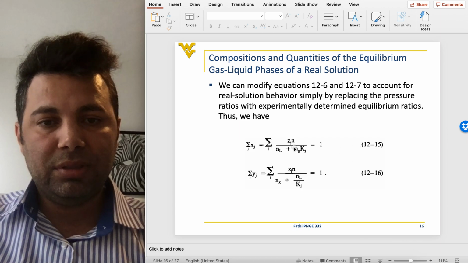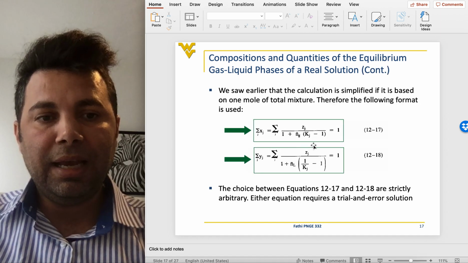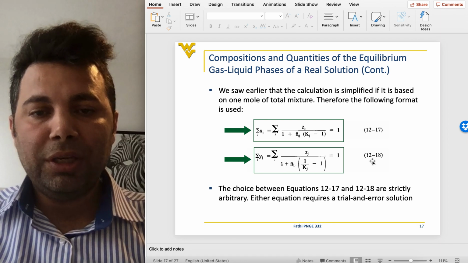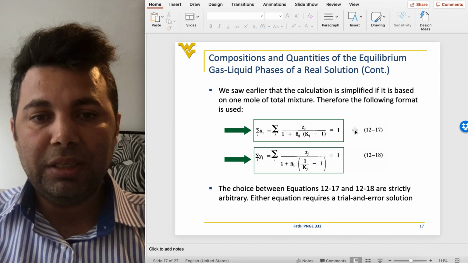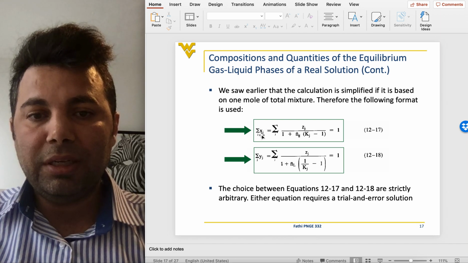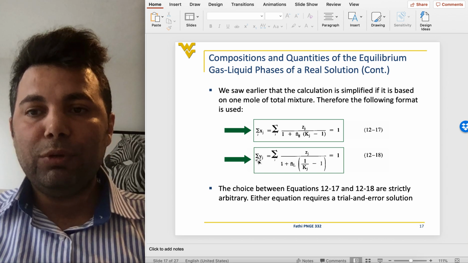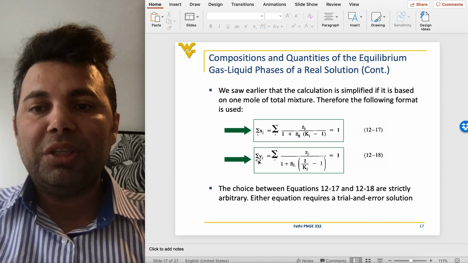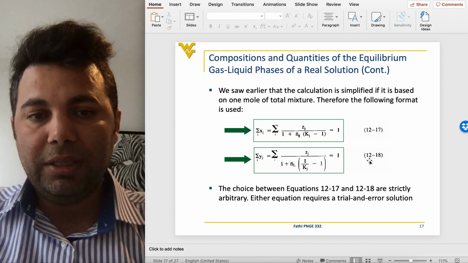I can actually simplify this by dividing numerator and denominator by n, and then I can have equations 12.17 and 12.18. So in the case of real solution, the equations that we are going to refer to are equation 12.17 in the case of mole fractions of the liquid, and 12.18 in the case of mole fractions of the gas. So if your final exam is to find the composition and quantities of the gas and liquid in equilibrium at a given pressure and temperature using real solution, then you refer to equations 12.17 and 12.18.